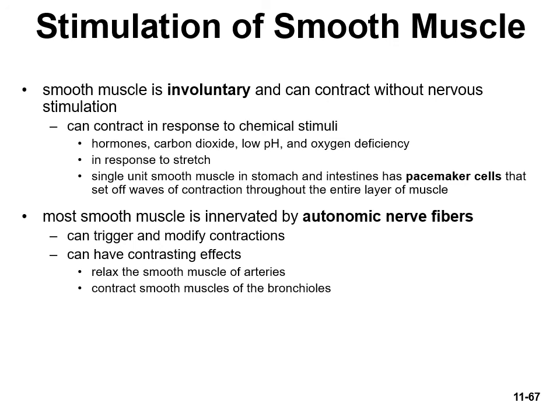Some muscles in the stomach and intestine have pacemaker cells that just set off waves of contraction through the entire layer of muscle. You can find that in the colon as well. Most smooth muscle is innervated by the autonomic nerve fibers.